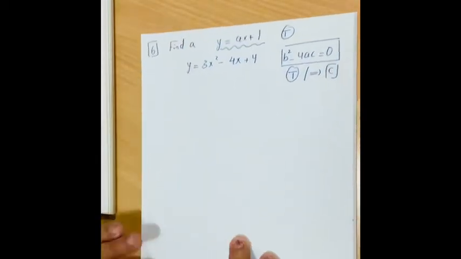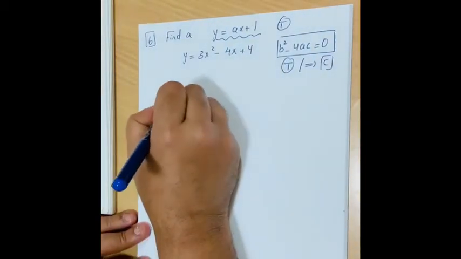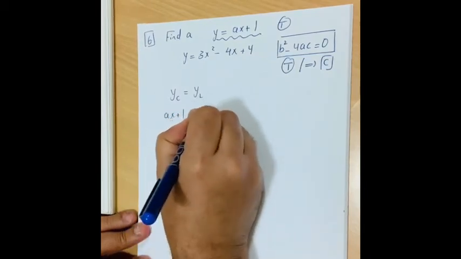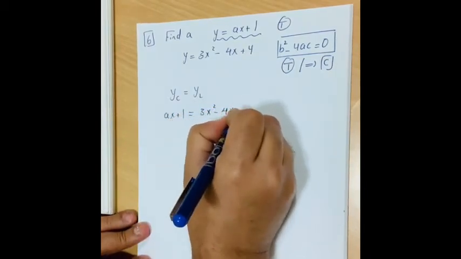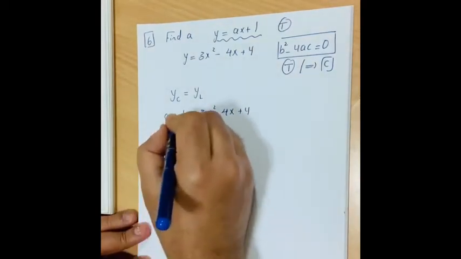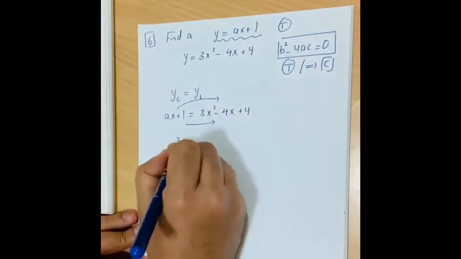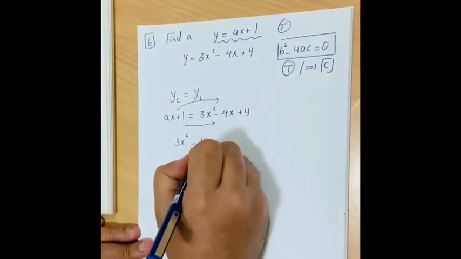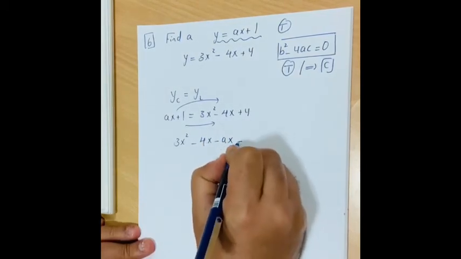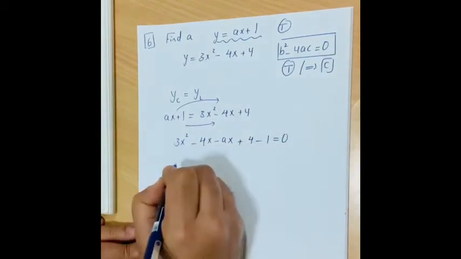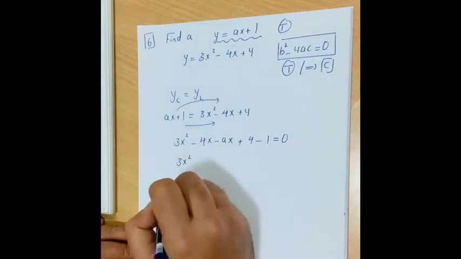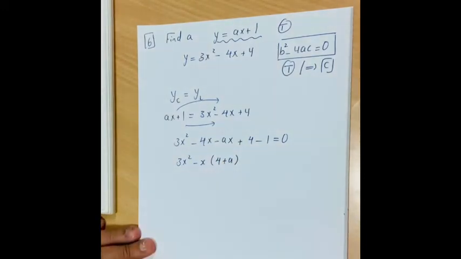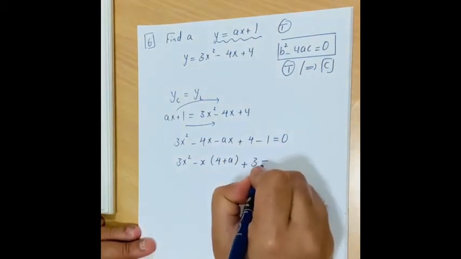So we're supposed to equate them first, as we're finding the intersection point. You do y of the curve equals y of the line, which means ax plus 1 equals 3x squared minus 4x plus 4. Now by rearranging the terms, 3x squared is coming first because you don't have any other term like 3x squared. Negative 4x minus ax, then 4 minus 1 equals 0. You can take negative x as a common factor. Then you have 4 plus a. We took negative x. 4 minus 1 is 3, equals 0.